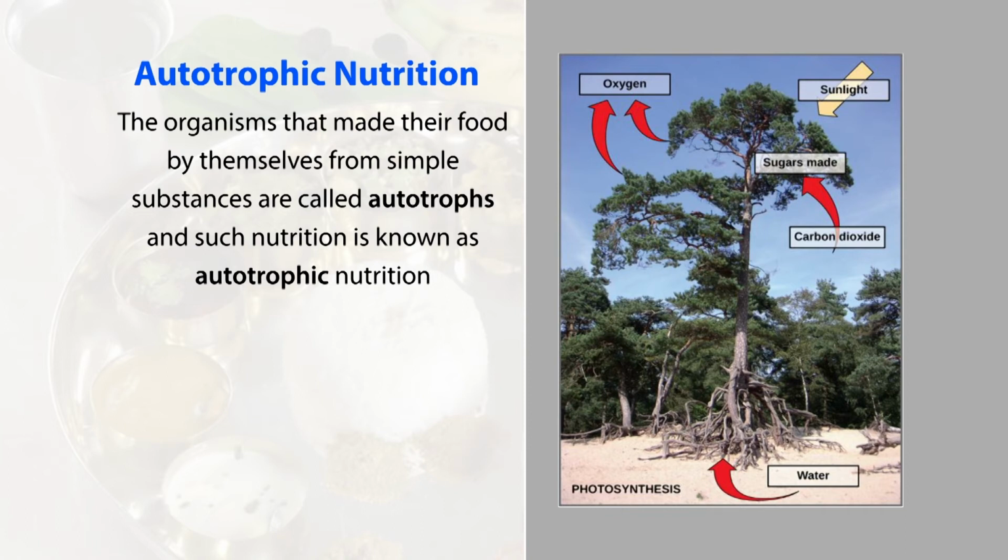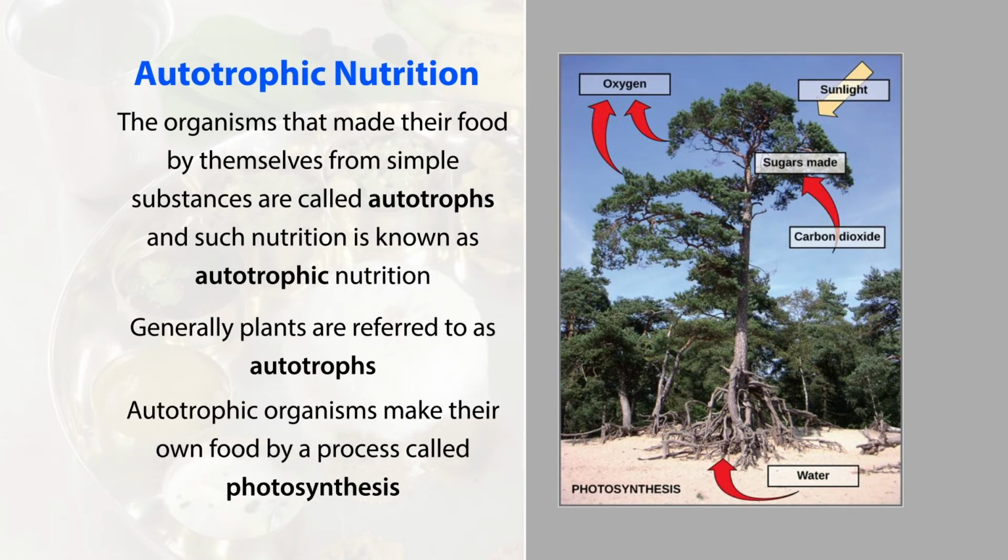If you see plants, mostly plants are referred to as autotrophs, though not all plants are autotrophic. Autotroph organisms make their food by a process called photosynthesis. So here you need to connect nutrition with the process of photosynthesis. You need to tell them what is nutrition, what are the nutrients, how this nutrition process takes place, what is autotrophic and heterotrophic nutrition, and how plants produce their own food through photosynthesis. So you need to deal with all these concepts sequentially.